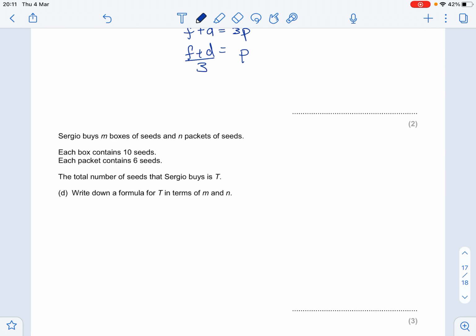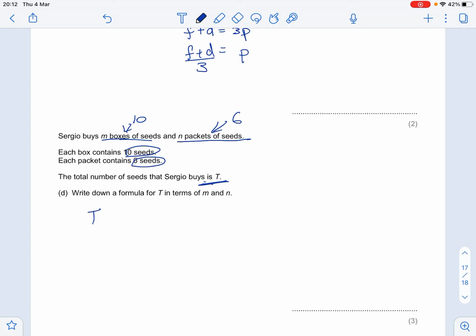Next one, I have cereal bags with m boxes of seed and n packets of seed. Each box contains 10 seeds, and each packet contains 6 seeds. So in the boxes we have 10 each, and in the packets we have 6 each. The total number of seeds in the cereal bags is t. So the total number is t.